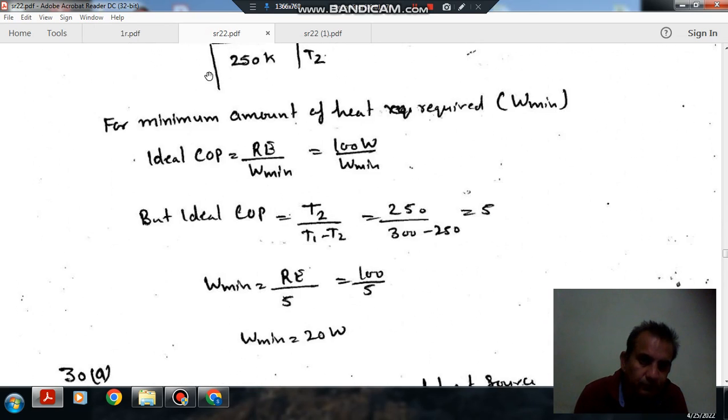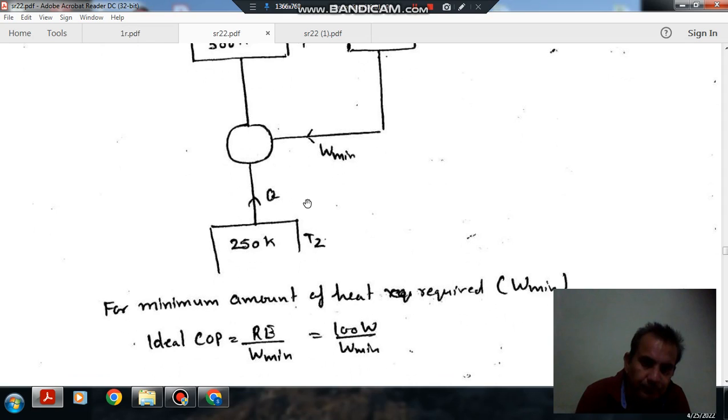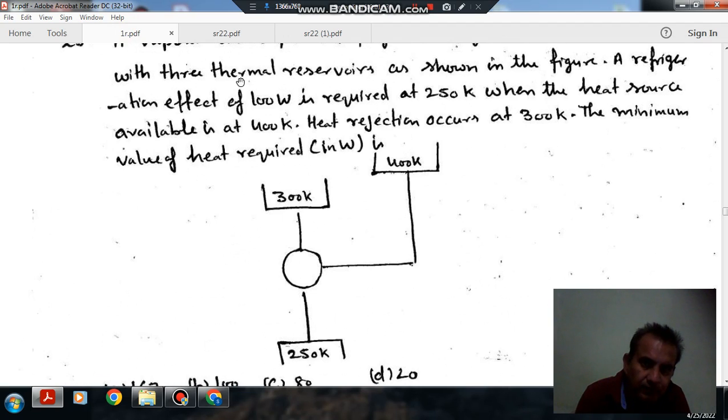So suppose W minimum work is supplied by this reservoir, and this satisfies only the first law, so the minimum amount of heat required to produce this much work should be equal to it also. Now the ideal COP is refrigerating effect by W minimum, and the refrigerating effect is 100 watt.